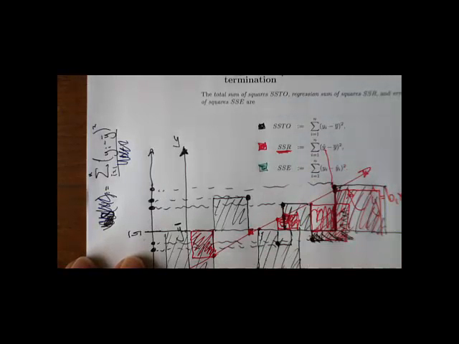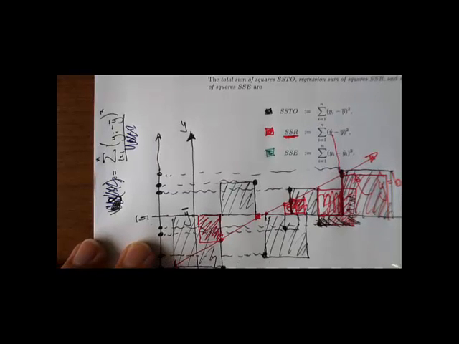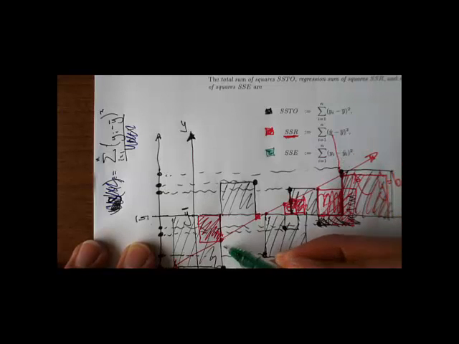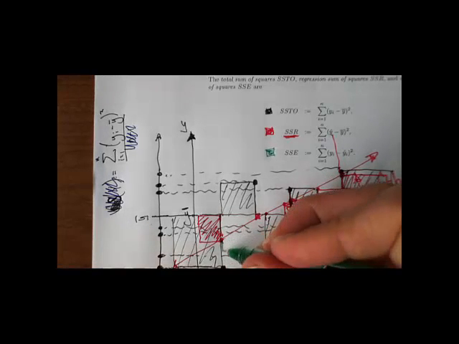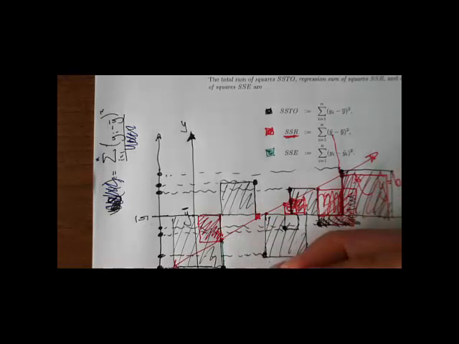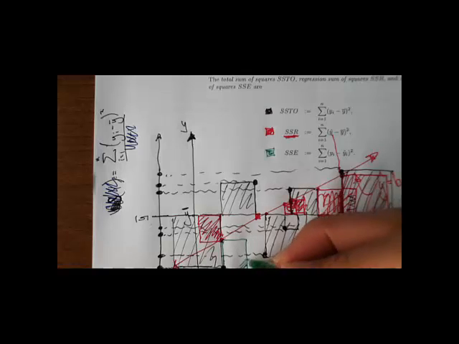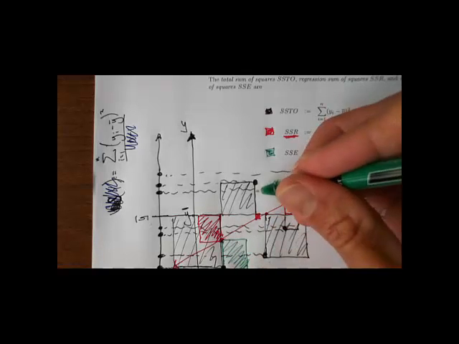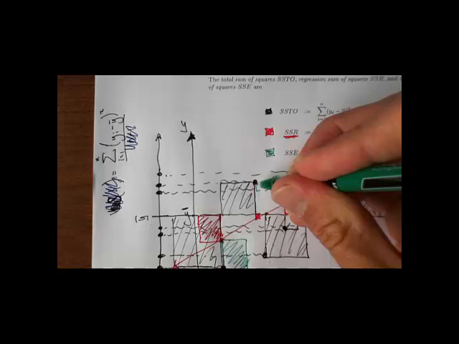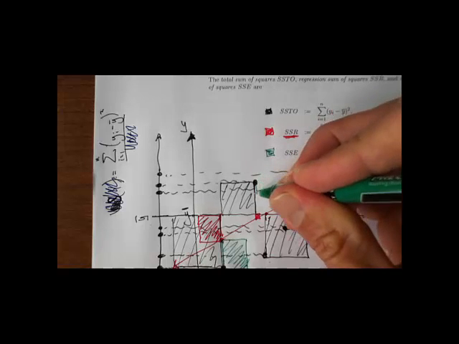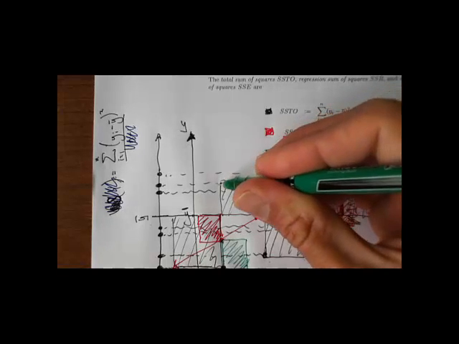Finally, let's look at SSE. What's that? SSE is the sum of squared deviations between the y values of the observed points, the observed responses, like this guy, minus here, the fit. So I'm doing that. I'll go to this one. This one goes to the fit there, like that.